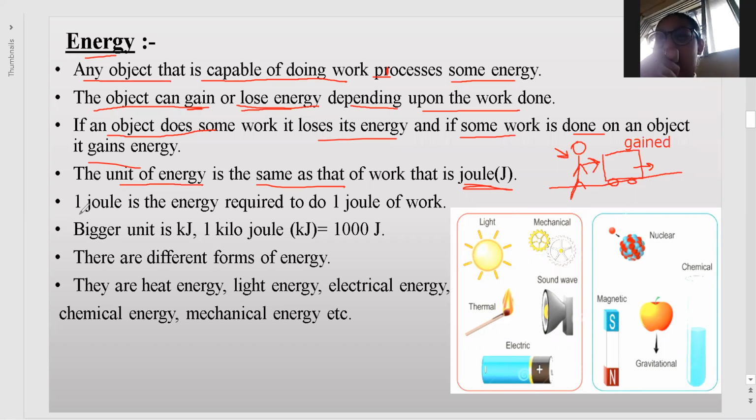Okay, now it is very simple. If suppose 1 joule of work is done on an object, then how much energy has been applied on that object, or how much energy has been used?